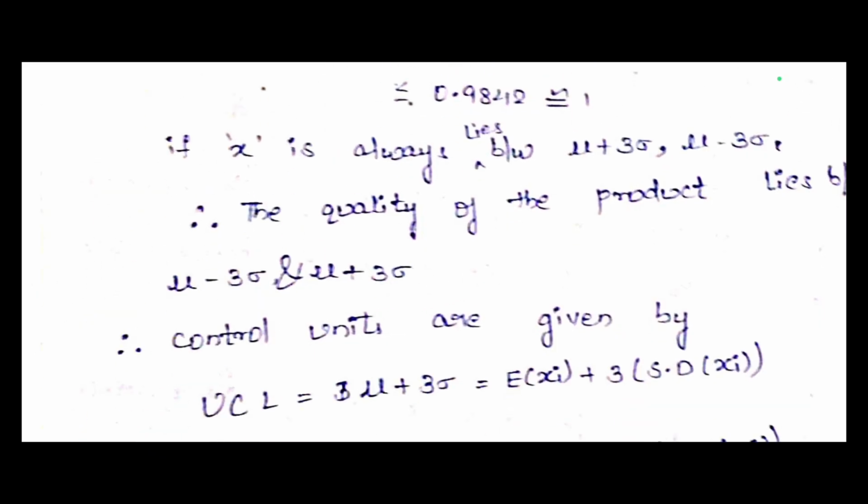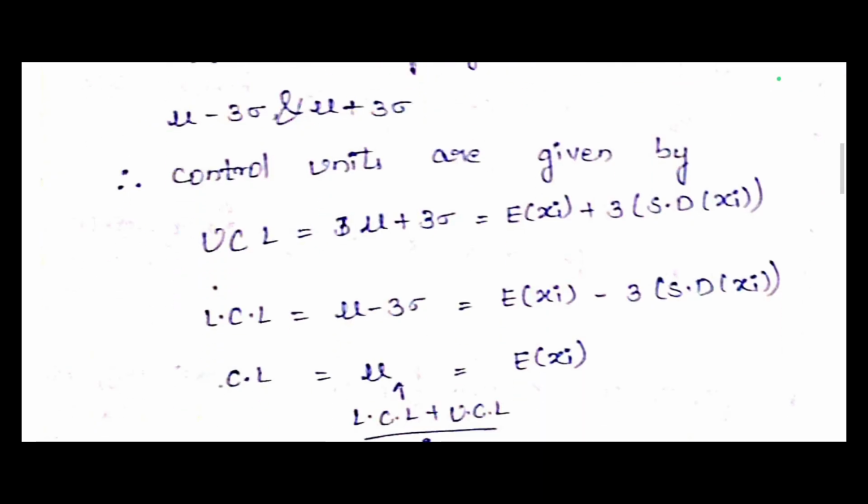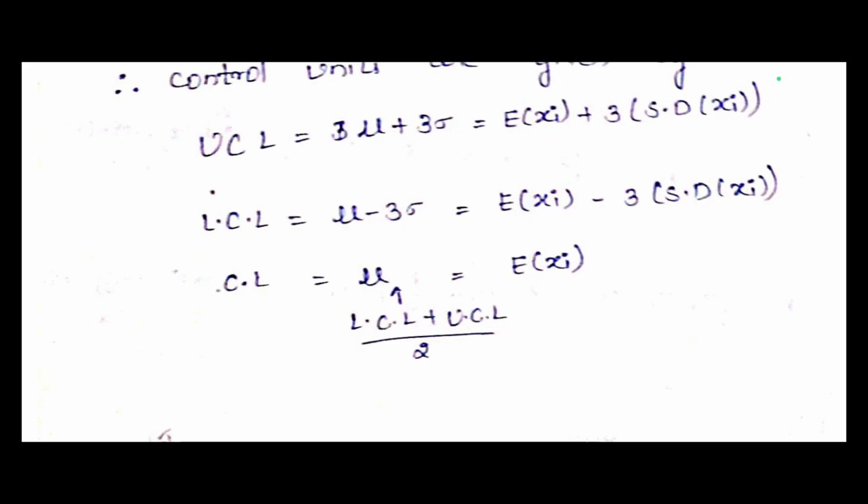The control limits are given by: UCL is mu plus 3 sigma, which is expected value of x plus 3 times the standard deviation of x. LCL is mu minus 3 sigma, expected value of x minus 3 times the standard deviation of x. And the central line is mu, equal to the expected value of x.